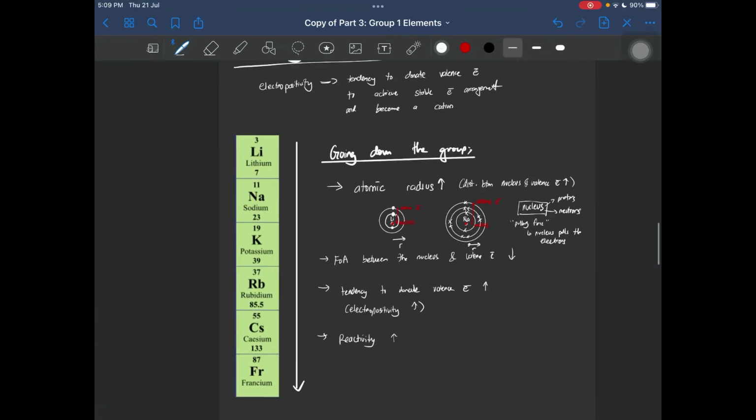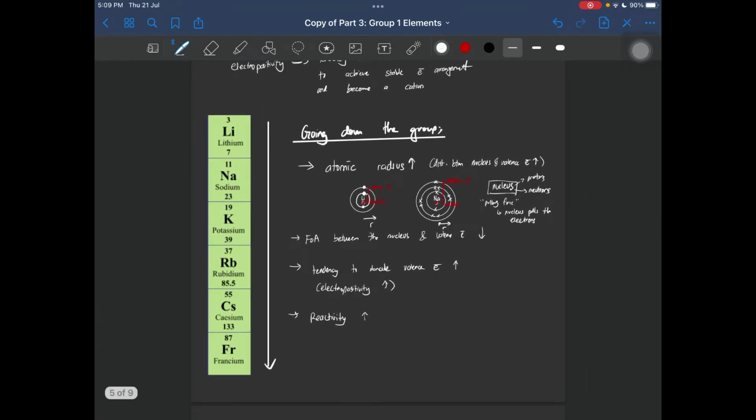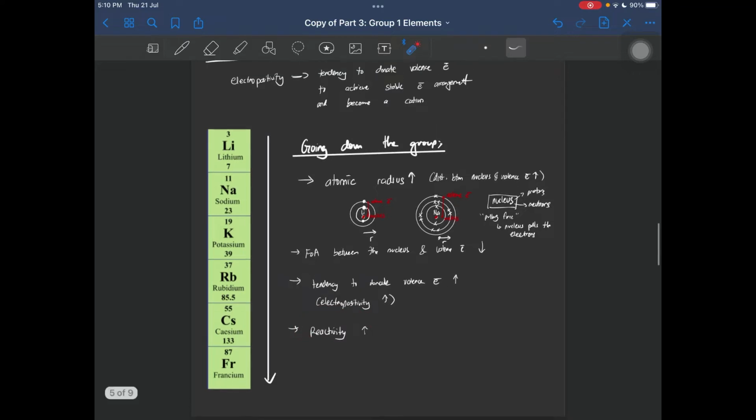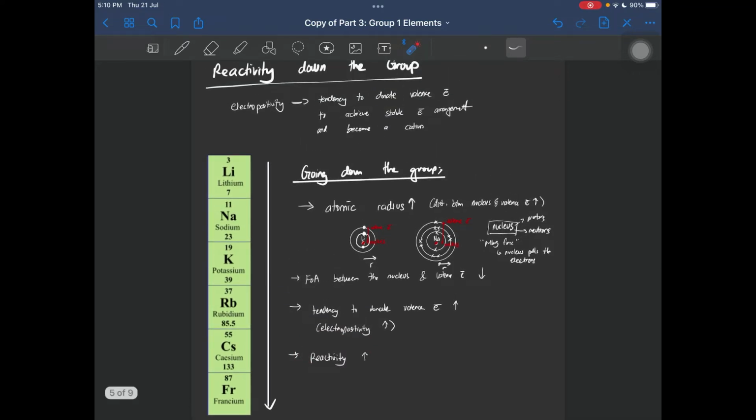So going down the group, the reactivity will increase because the atomic radius will increase, and therefore the forces of attraction between the nucleus and valence electron will decrease, and the tendency to donate the valence electron will increase, and therefore reactivity will increase. Okay, because when it donates the electron, it will react with other substances in order to form a new compound, so that it is able to achieve stable electron arrangement, right?